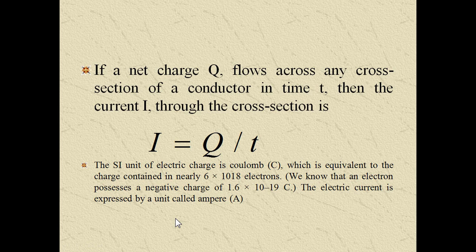So I is basically the ratio of the charge per unit time, so it's Q by t. Now the SI unit for current is ampere, which is the ratio of coulomb per second. The SI unit for charge, you know, is coulomb, and it is the charge associated with 6 into 10 to the power 18 electrons, and one electron has a charge of 1.6 into 10 to the power minus 19 coulomb.